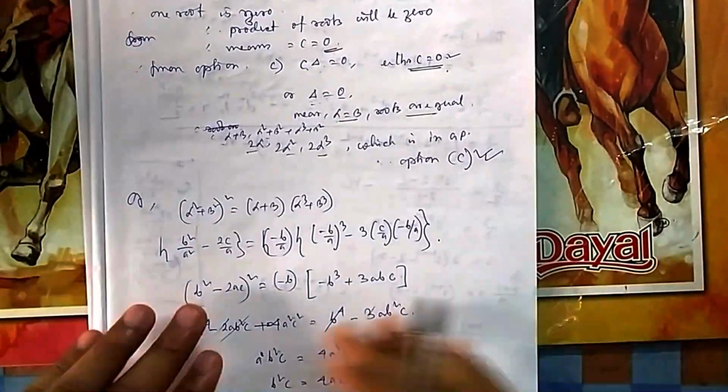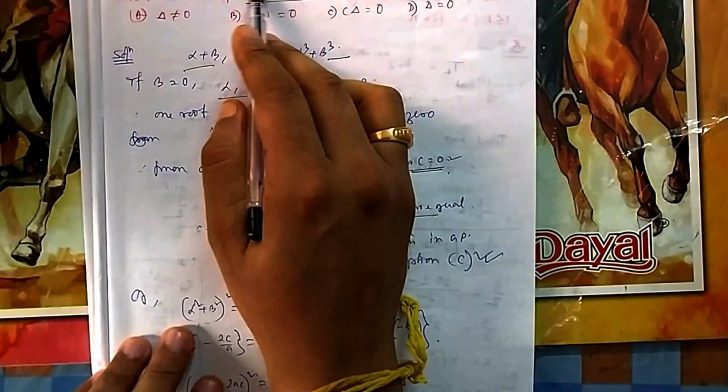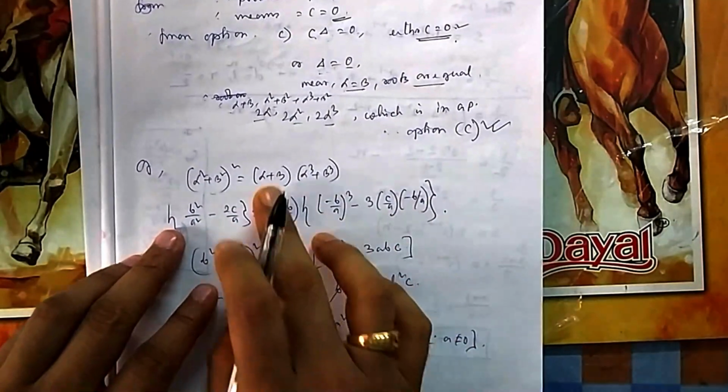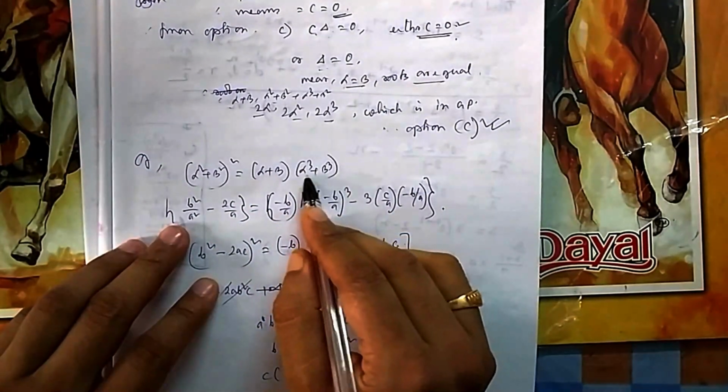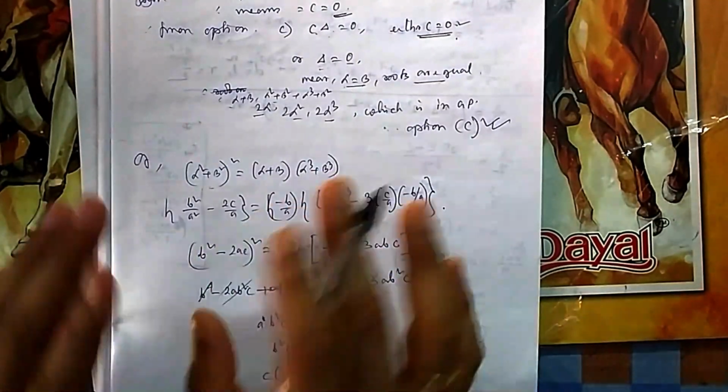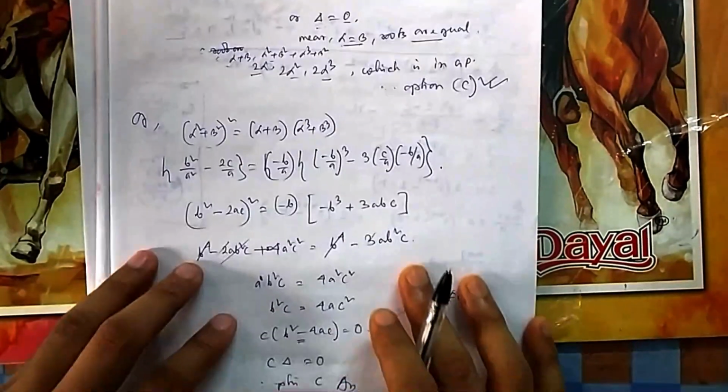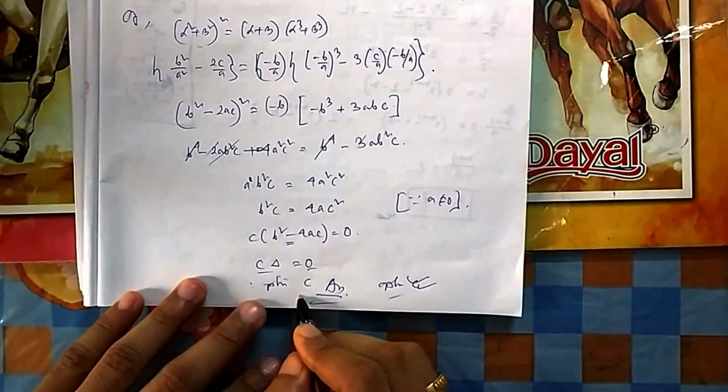Or if you want to do it, you apply it because it is GP, so this square will be equal to this into this. If you put all these values, alpha plus beta, here it is written as A plus B minus 3 into A plus B. You put all these alpha beta values. Finally, if you simplify it, you will find this directly, option C.